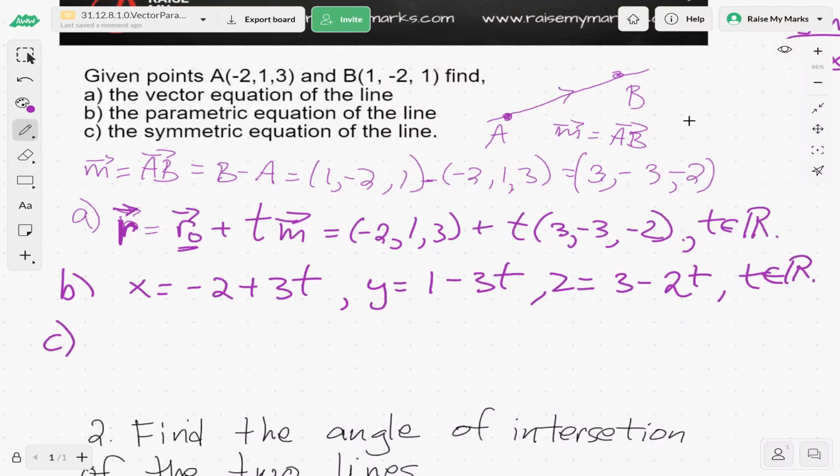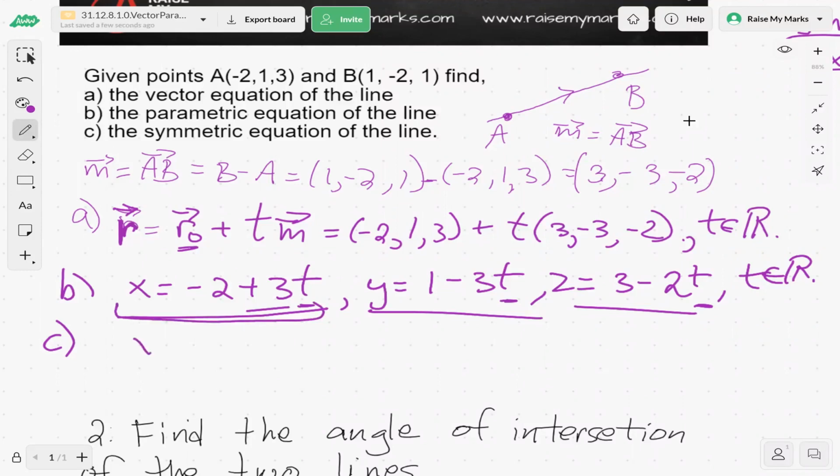C, symmetric equation of a line. All right. So for this symmetric equation of a line, think about solving for t for every coordinate in the parametric equation. So let's have a look. If we solve for t, from x, the first coordinate of a point on our line, x equals -2 plus 3t.